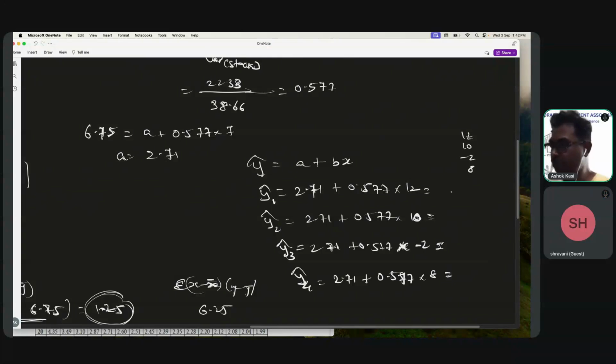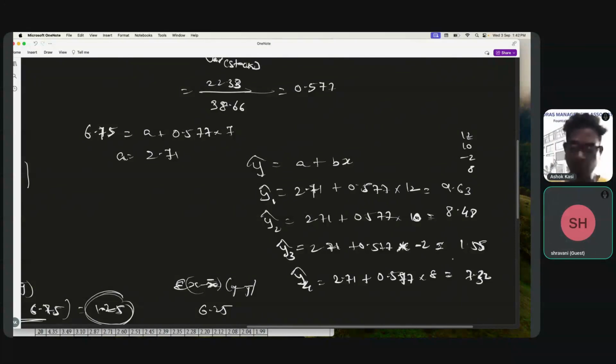Should I tell the final value? No, individually, we have to cross check with the calculator, right? First is 9.63, because we don't require the total of all this. We require them individually. Second one, 8.48. Then 1.55, then 7.32. Did you use the calculator's shortcut method, or did you calculate it manually? Manually. So we'll now cross check with the calculator.